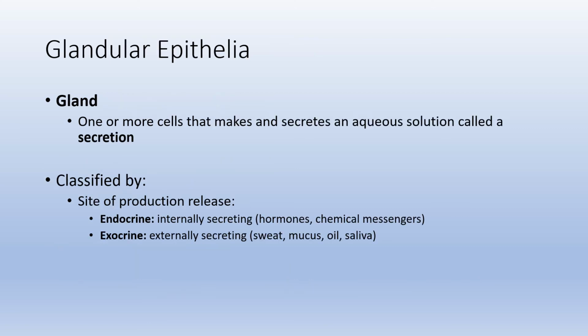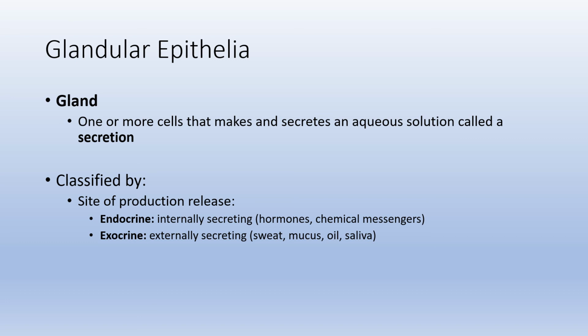Very briefly, the other form of epithelial tissue is known as glandular tissue. For starters, a gland, like your salivary gland or a lacrimal gland, which produces tears. No matter what gland you are talking about, it will consist of one or more cells that are going to produce and secrete a solution that we will just refer to as a secretion. This secretion can be hormones, it can be sweat, it can be saliva. We can continue to talk about glandular epithelium or classify glands based on where they release their secretion.